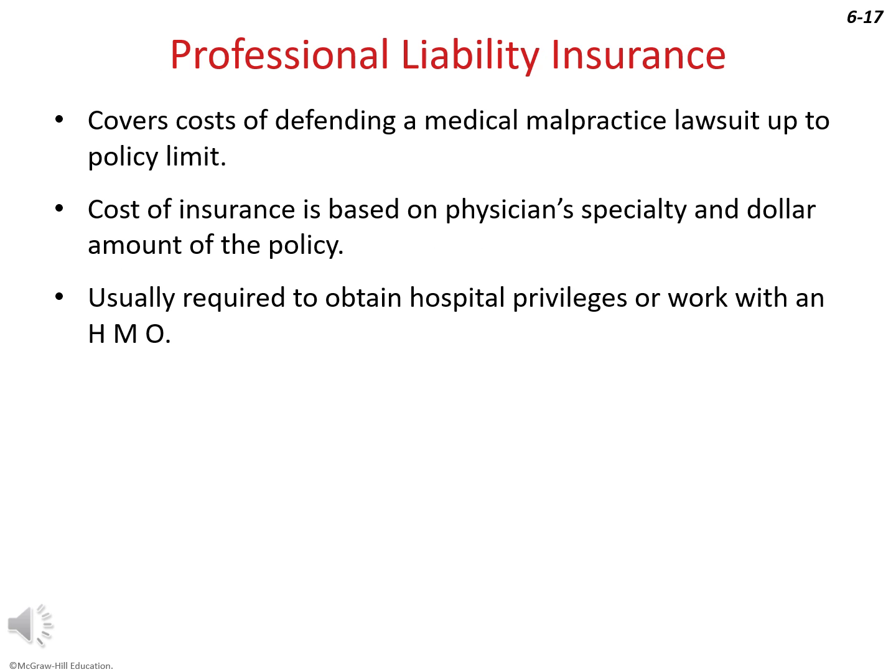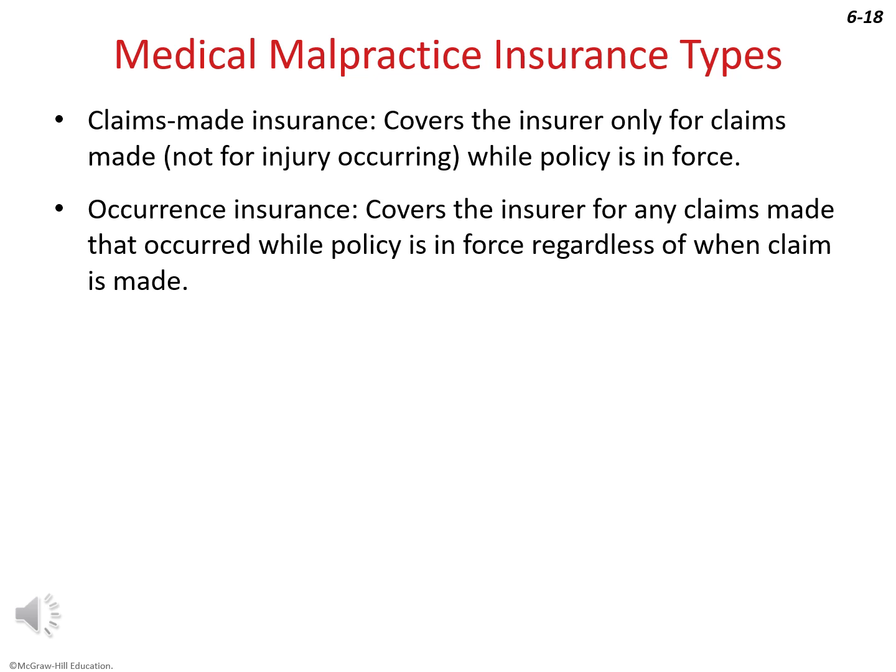Professional liability insurance. So this covers the cost of defending a medical malpractice lawsuit up to the policy limit. The cost of insurance is based on the physician's specialty and dollar amount of the policy, and is usually obtained to work in the hospital or with an HMO. Medical malpractice insurance types. So we have claims-made insurance, and this covers the insurer only for claims made, not for injury occurring while the policy is in force. So basically this is going to cover anything for claims made while the policy is in force.